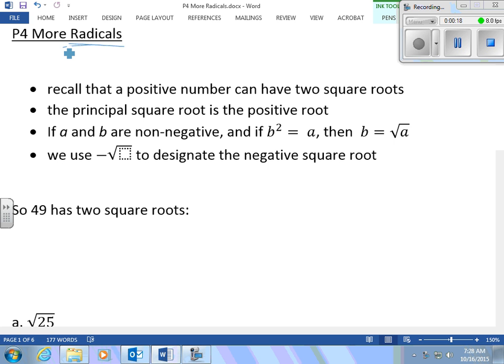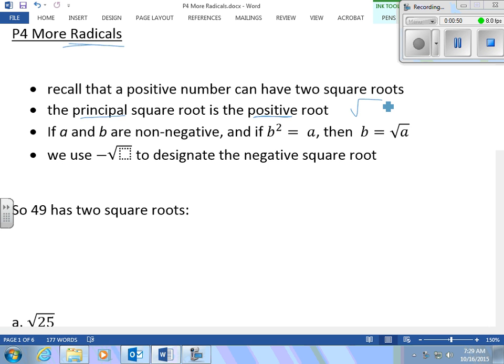So a couple of things to remember: a positive number can have two square roots. For instance, 36 has a square root of 6, but it also has a square root of -6, because -6 times -6 gives us 36. The principal square root is the positive root. So we often will just think of the positive root, and it's called the principal square root. And the radical symbol always denotes the positive square root.